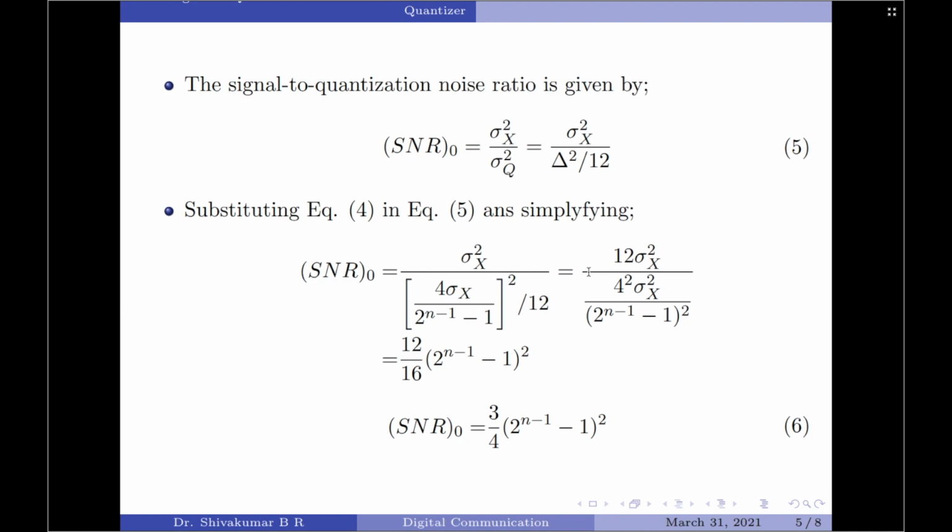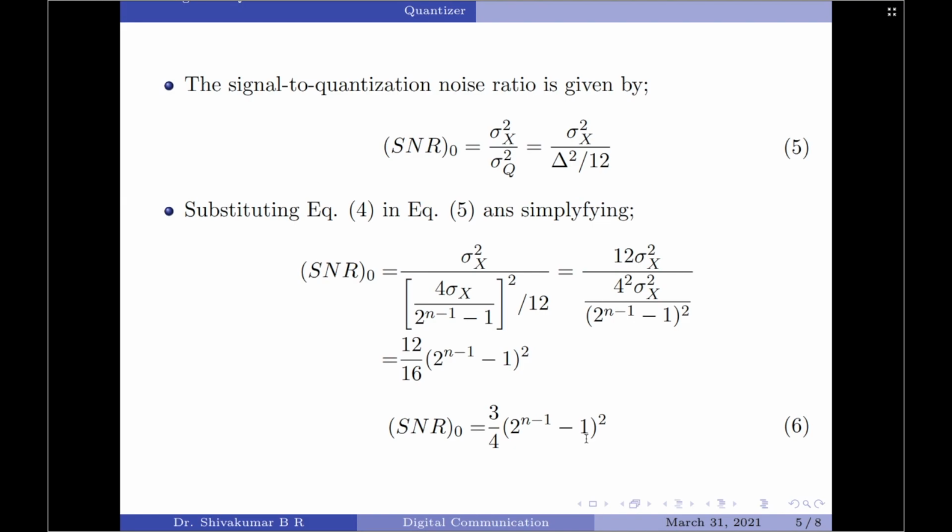So now let us take 12 to the numerator, so it will become 12 sigma x square divided by, this is 4 into sigma x square, it is 4 square into sigma x square divided by this complete term square. Now let us simplify further by cancelling sigma x square in the numerator and the denominator. So it will be 12 divided by 4 square is 16, that is what is written here. And here 2 to the power of n minus 1 minus 1 square will come to the numerator now. Upon further simplification, we can write an expression for the SNR output as 3 by 4 into 2 to the power of n minus 1 minus 1 square.